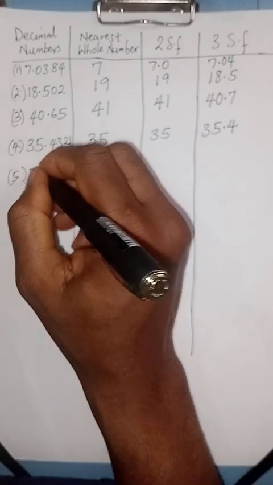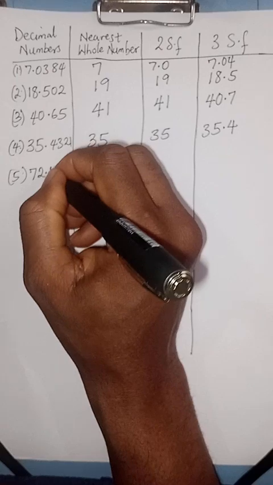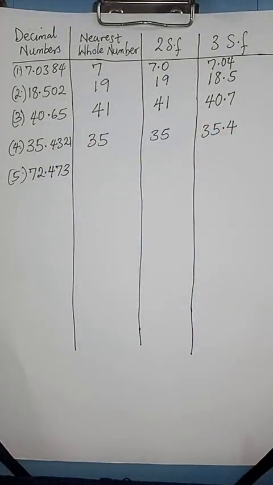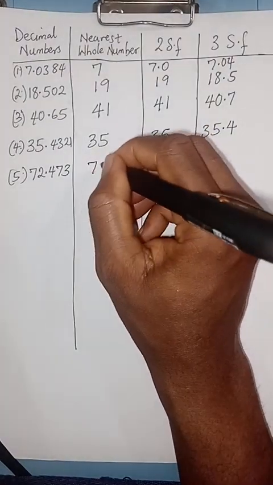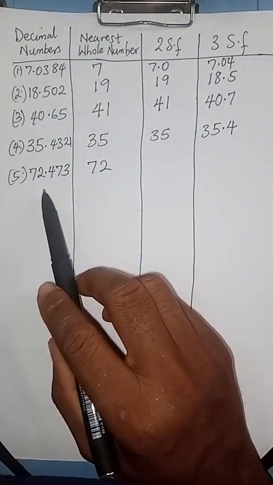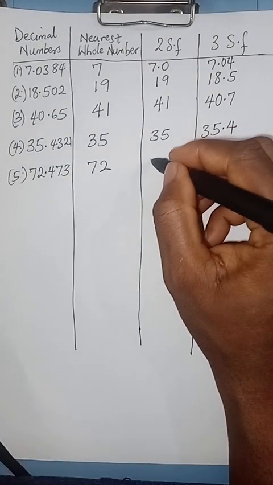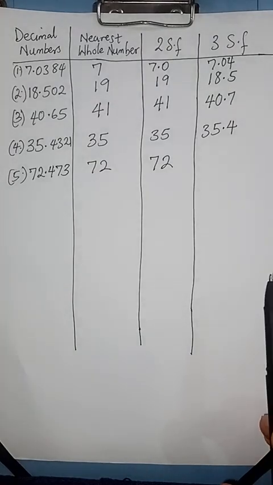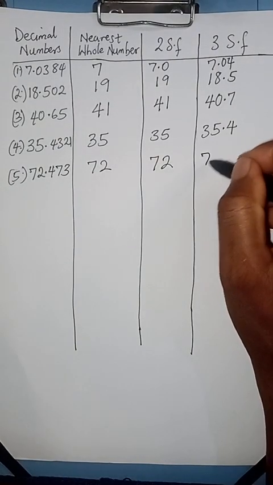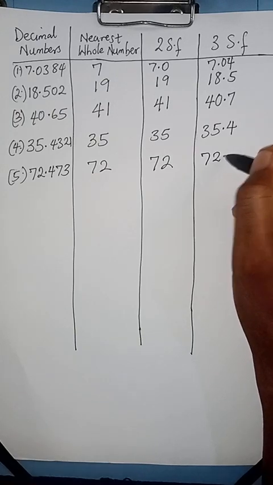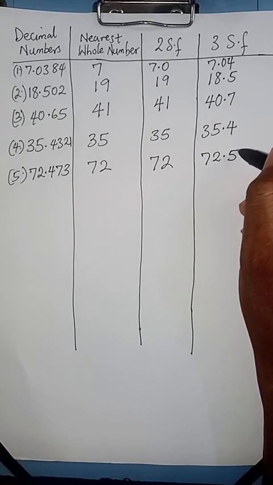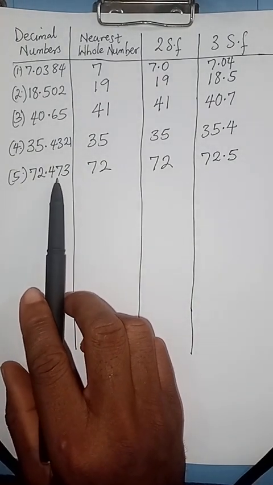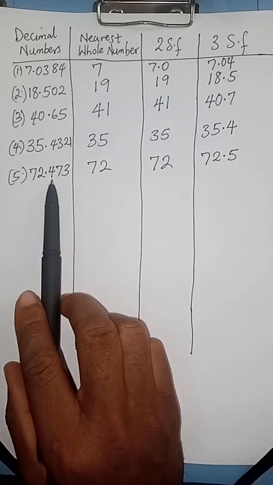Now let's go to number 5. Number 5, I have 72.473. To the nearest whole number, 72. You know why? And then to the two significant figures, it is also 72. You know why? And then what about the three significant figures? It is 72 point what? If you say 5, you are correct. Because the digit after the 4 is 7, which means you can round up by adding 1 to 4.